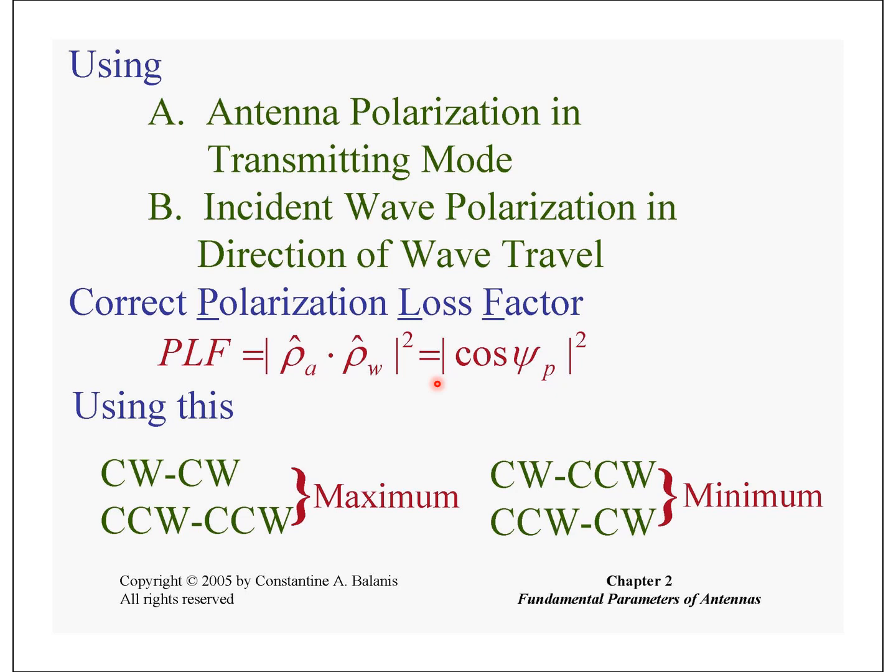Now using this equation, the PLF will be maximum if the two unit vectors are similar. That means if the wave is right hand or clockwise polarized and the antenna is clockwise polarized, then the PLF will be maximum, and in that case the polarization losses will be minimum. There will be no polarization losses. However, if this condition is not satisfied, if the wave is clockwise and the antenna polarization is counterclockwise, in that case the polarization loss factor will be minimum, 0, and there will be maximum losses due to polarization mismatch.